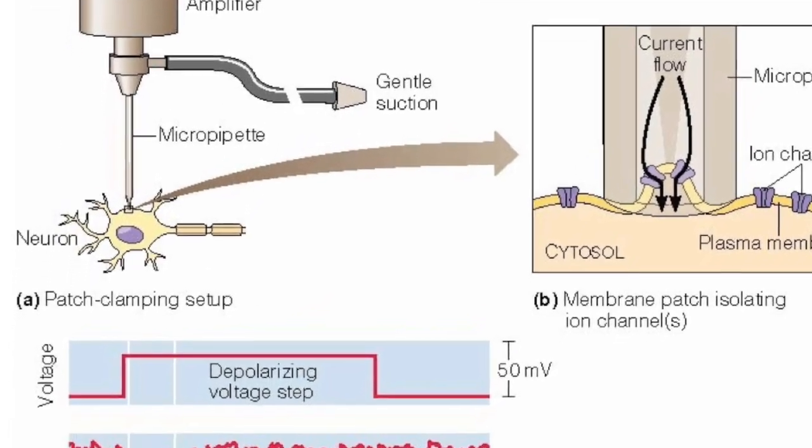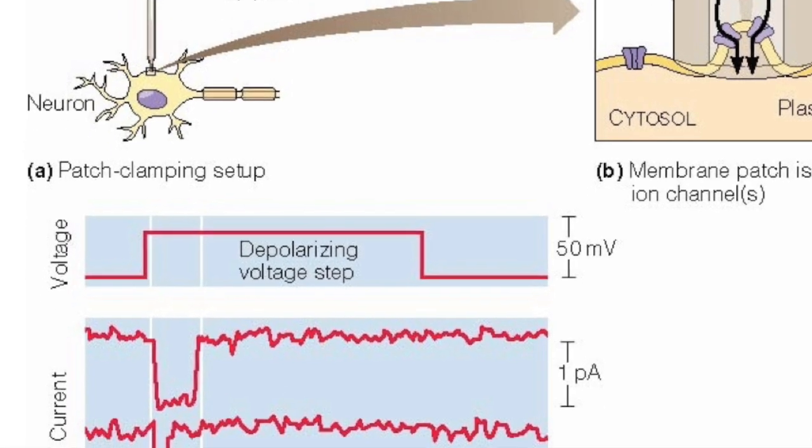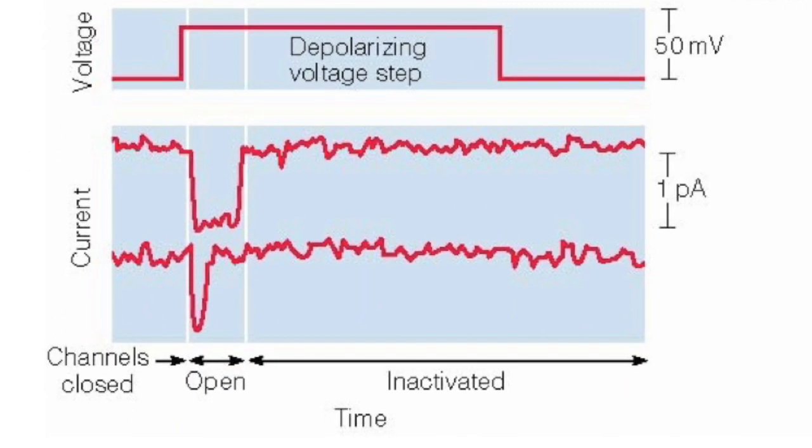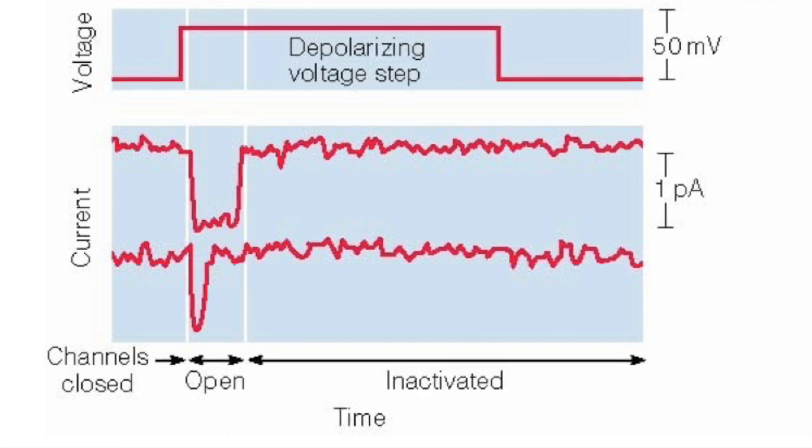And the traces you see down below are, again, the voltage step is at the top here. This is the depolarizing voltage step that opens the channel. And then we see below it the individual tracings of current. And we see that these are noisy, they're very small currents, they're picoamp currents, tiny, tiny currents. But these are literally the openings of individual channels.